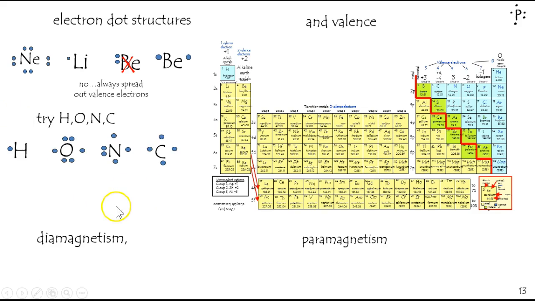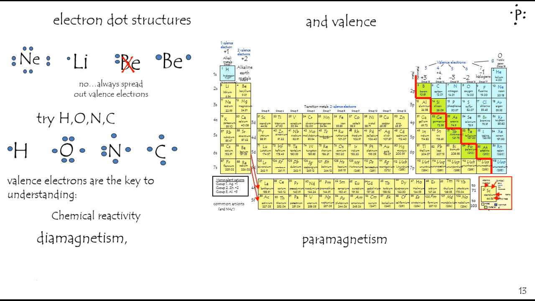The utility of this can be easily recognized when you realize that hydrogen forms 1 bond, oxygen 2, see these 2 lone campers? Nitrogen 3, and carbon 4. What a powerful tool. So valence electrons are really the key to understanding chemical reactivity, and this can be shown in the periodic table.